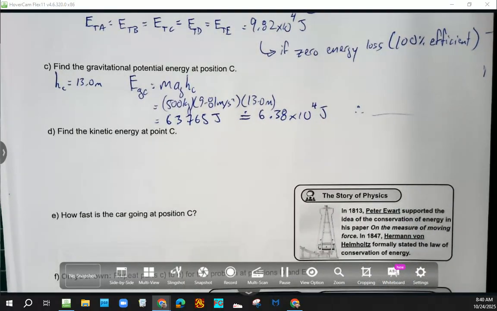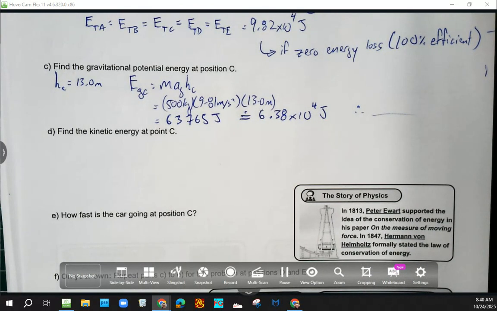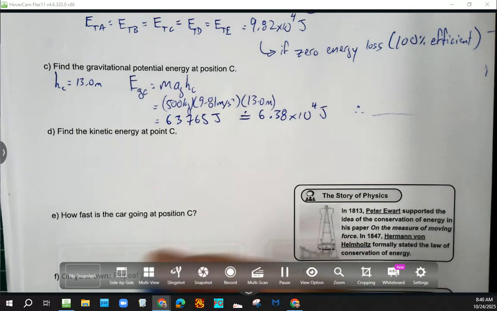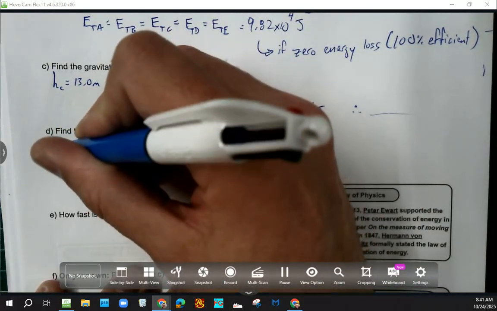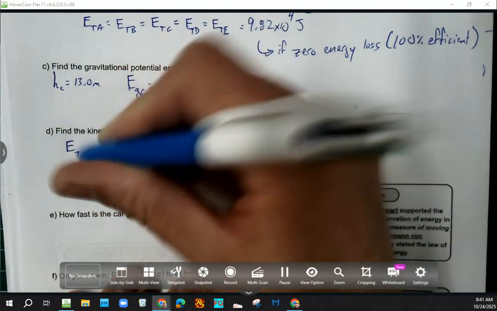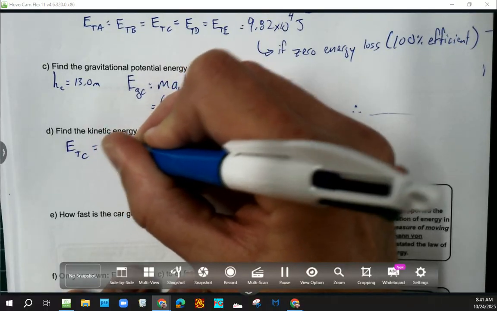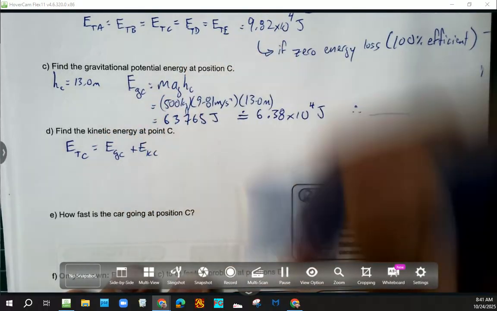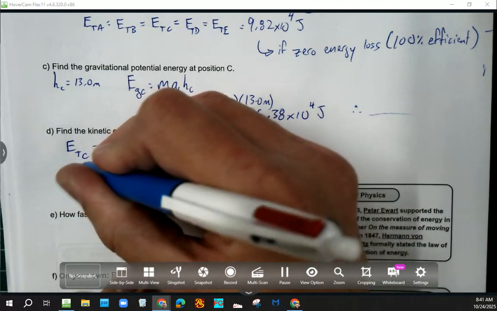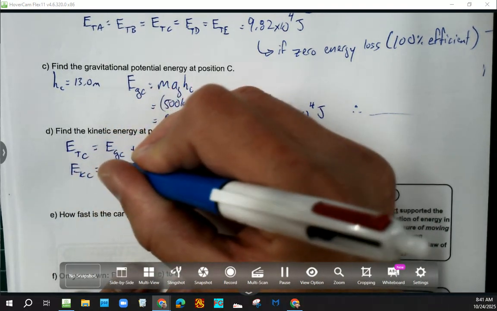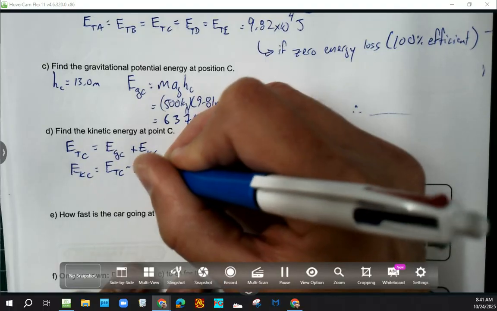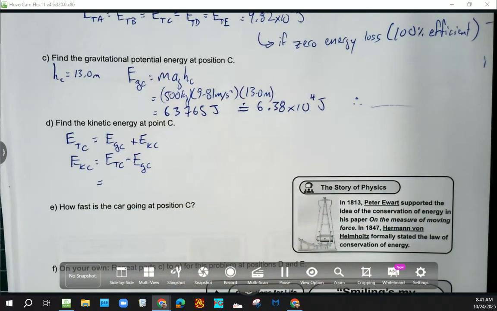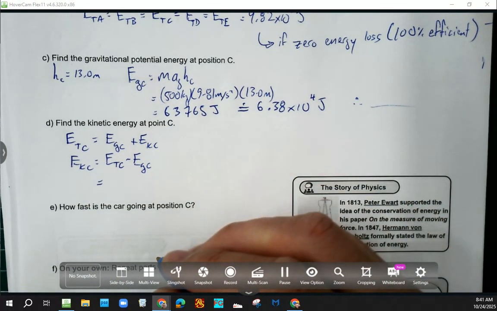Find the kinetic energy at point C. Now, I don't have the speed at point C, so I can't directly find the kinetic energy at point C. What could I do? I love it. Yeah, take the total energy and subtract away the gravitational potential energy. So E total C equals EGC plus EKC. And he says we're going to get EKC all by itself: E total C minus EGC. Sub in our values. Well, we happen to have already calculated those 2 values, so I'm not going to go back and calculate them again.